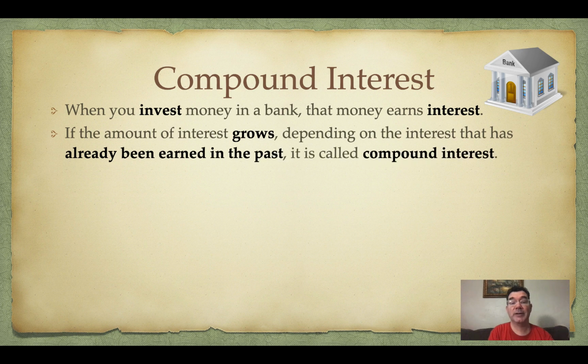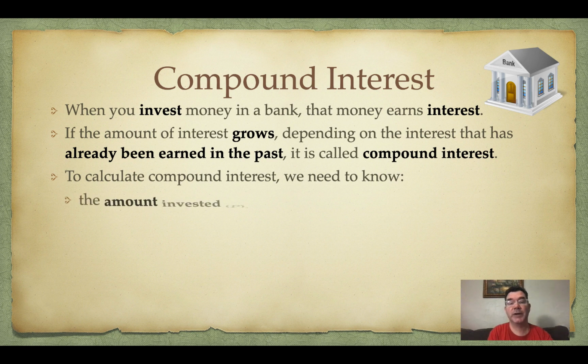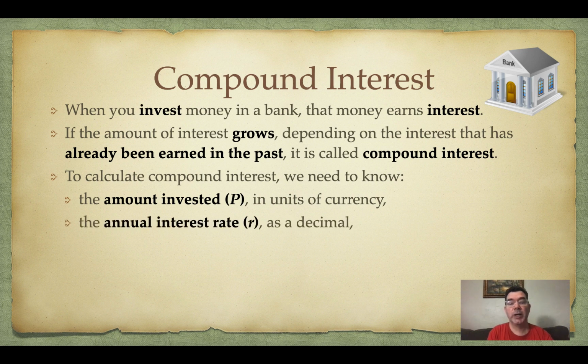And if the amount of interest grows, depending on the interest that has already been earned in the past, that is called compound interest. And so if you want to calculate compound interest, we need to know the values of a few variables. So first we need to know how much you invested, and we're going to call that P, and we're going to measure it in units of currency like dollars. We also need to know the annual interest rate, which is R. We're going to use a decimal for that, not a percentage.